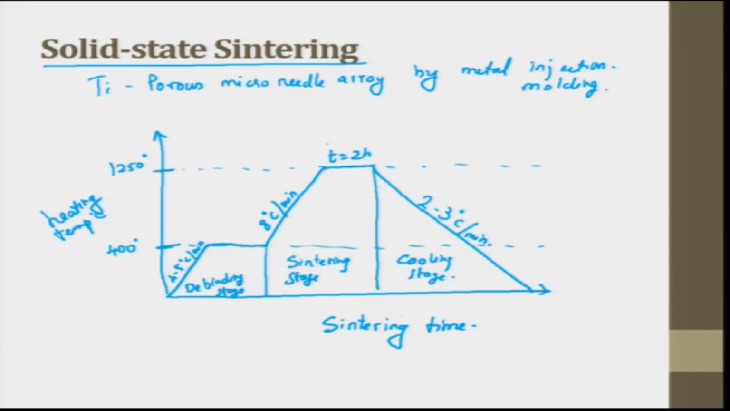And then you start slowly increasing the temperature. This process is called the sintering process, and this stage is called the sintering stage. After it is soaked for 2 hours, we remove the heat and allow it to fall down slowly, so it cools down gradually and you get whatever output you want. So typically, this is how the sintering time and temperature plot looks for a particular application.